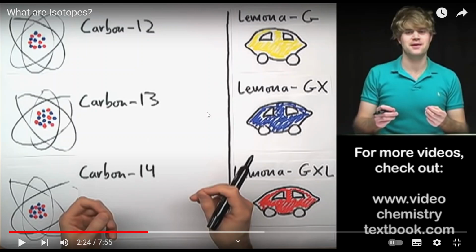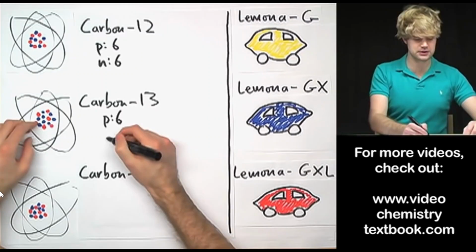Like we did with the Lamona, let's look at how each one of these different types of carbon differs. If we count the number of protons in carbon-12, we'll see that it has 6 protons. And if I count all the blue spots here, I have 6 neutrons. Carbon-13, 1, 2, 3, 4, 5, 6 red spots, 6 protons. In this one, I have 7 neutrons. And in carbon-14 down here, I have 6 protons, and I have 8 neutrons.